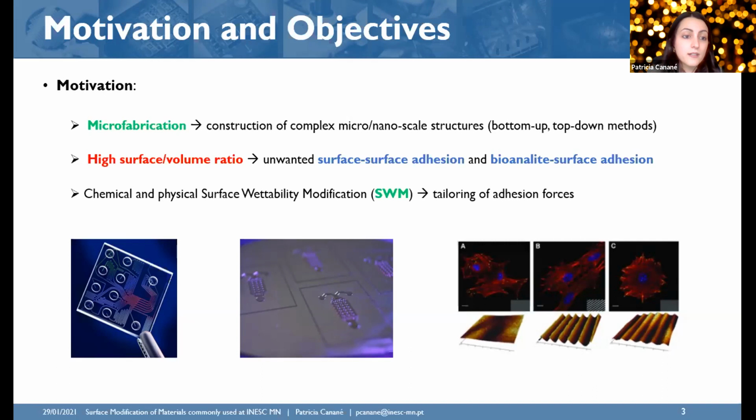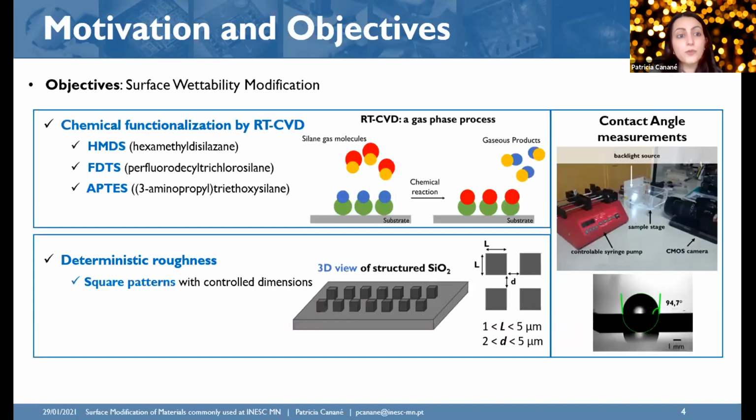A way that we can surpass this problem is to alter the surface wettability by chemical and physical methods. By changing the surface wettability, we can tailor the adhesion forces. The objective of this work was to achieve surface wettability modification of several materials by two methods. The first was chemical functionalization by RT-CVD with 3 chemical agents, and the second was the implementation of a deterministic roughness. The modification by these two methods was then assessed by measurements of contact angle.